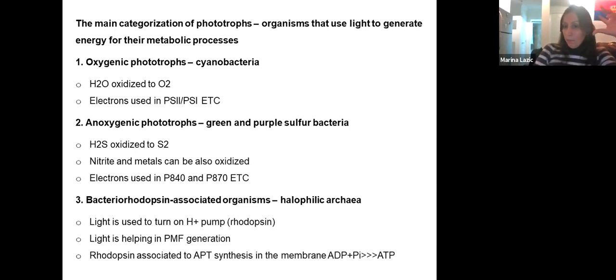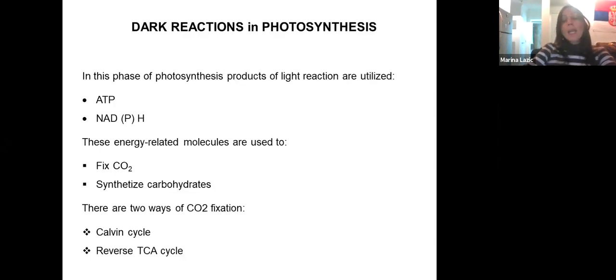So basically, you have a pump in the membrane, light turns on that pump, and the pump starts creating proton motive force, and also there is a connection with ATP synthesis. So this is a slightly different use of light, but it's also phototroph because light is needed to turn on the proton pump. So all that we talked about so far are reactions that are happening and that are light dependent.